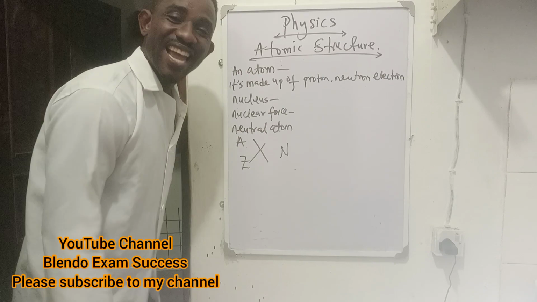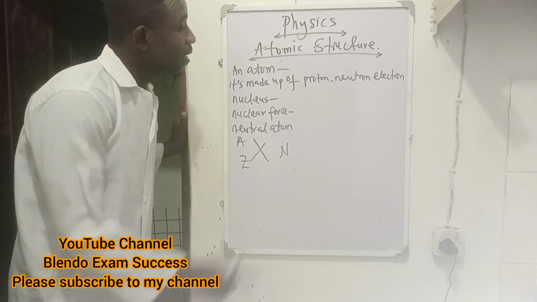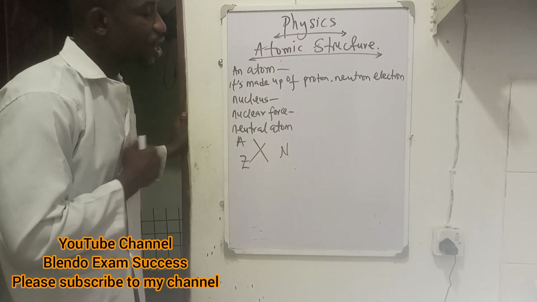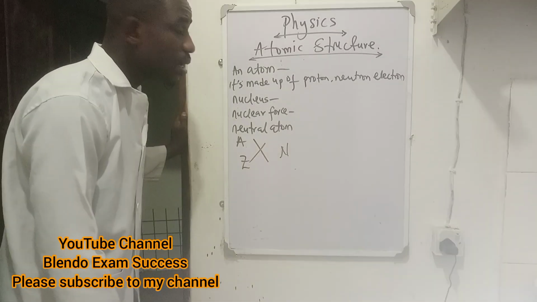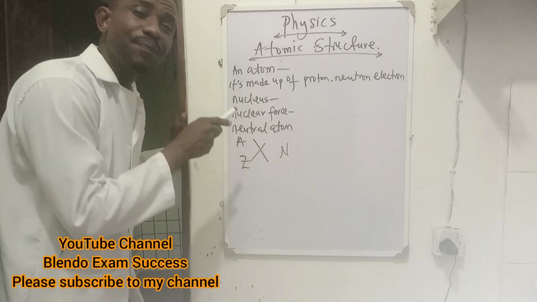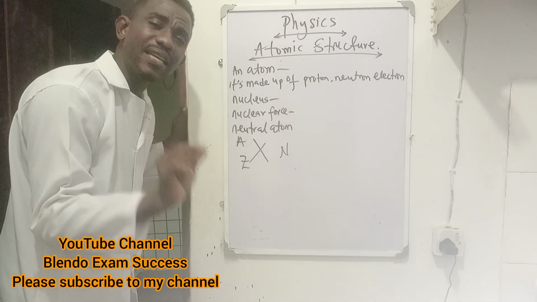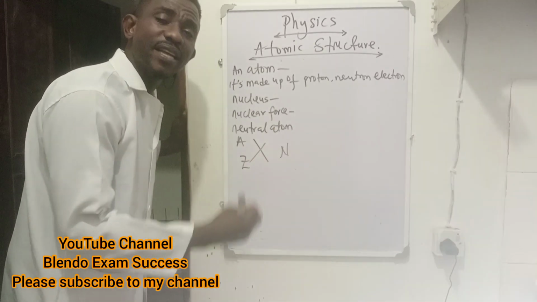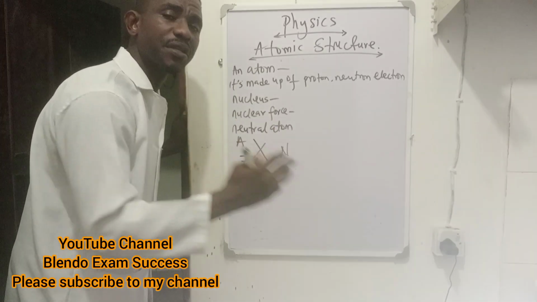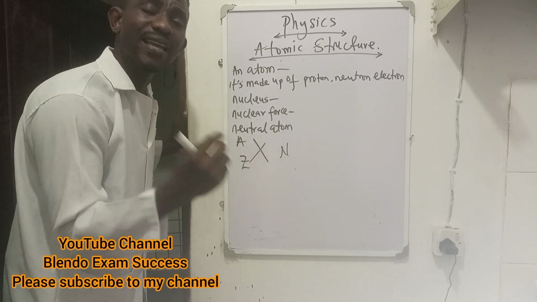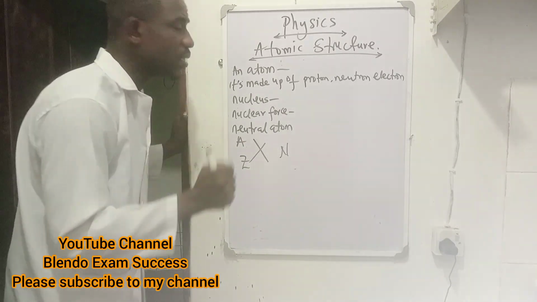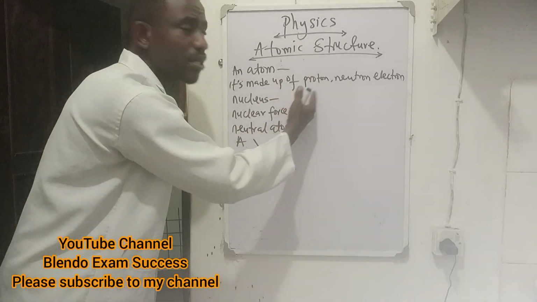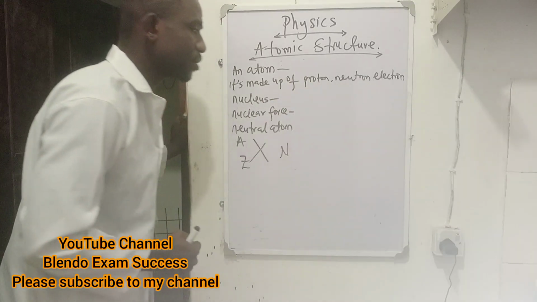Good evening. What we have today is atomic structure. So we need to understand the concept of the atom. An atom is regarded as the smallest particle of a substance which can take part in a chemical reaction. It does not exist on its own. It comprises the proton, neutron, and the electron.